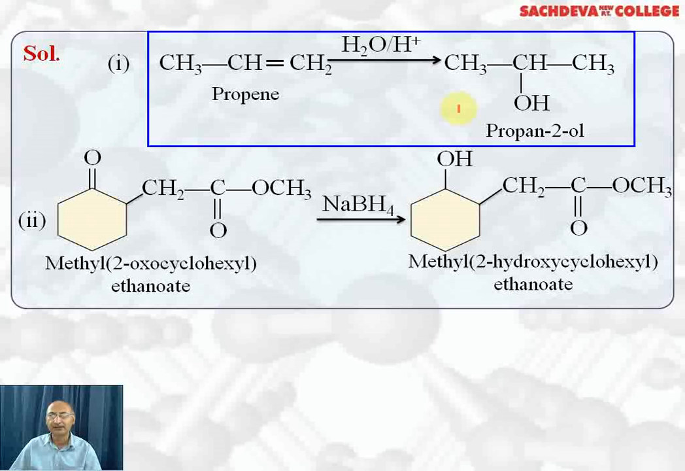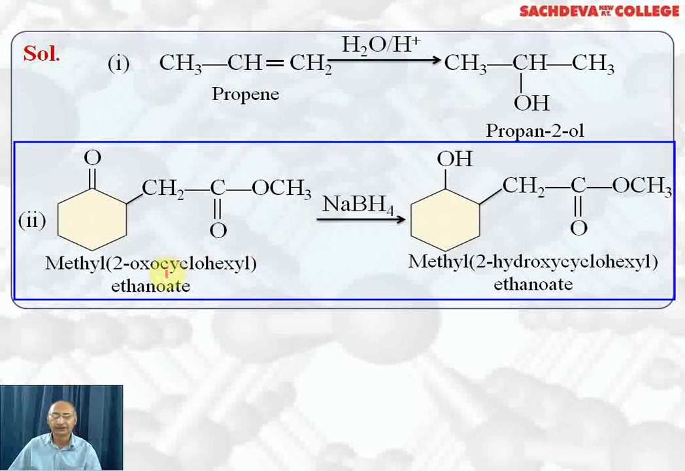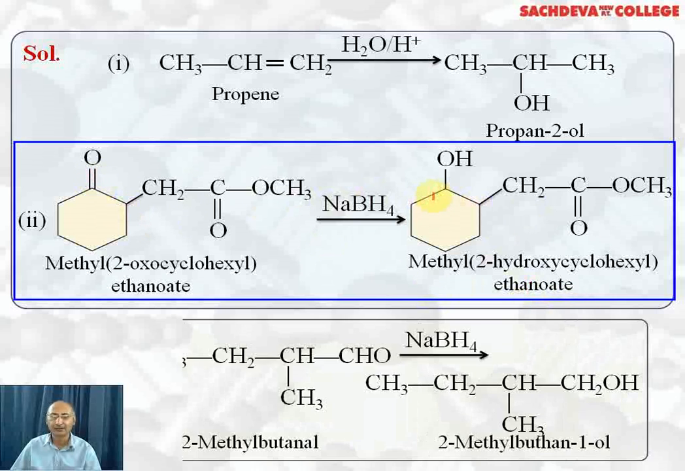Addition has taken place according to Markovnikov's rule. This compound is methyl 2-oxocyclohexyl ethanoate. This is 2-oxo. This whole group is cyclohexyl. There are 2 carbon atoms, so we call it ethanoate. With sodium borohydride, this keto group will be reduced to OH and this CH2 C double bond O OCH3 will remain as it is. So we'll get methyl 2-hydroxycyclohexyl ethanoate. Means the keto group has been reduced to a secondary alcohol.